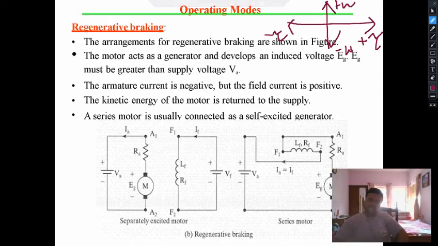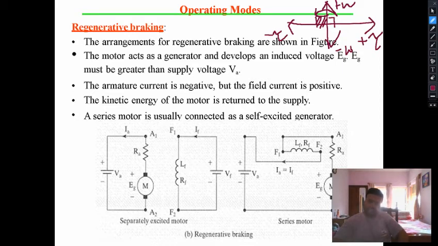So what does this indicate? It indicates that the operation has shifted from the first quadrant, that is forward motoring, straightaway to the second quadrant, that is forward braking. This phenomenon is called electric braking. But there is one disadvantage.